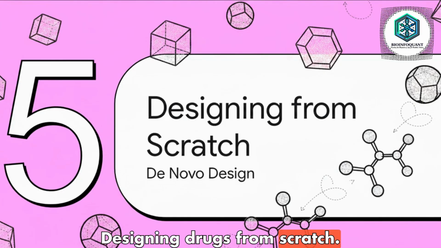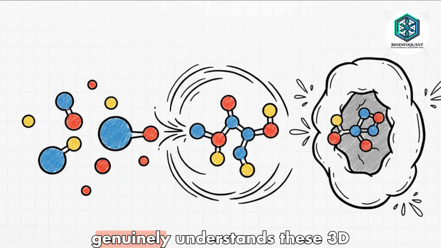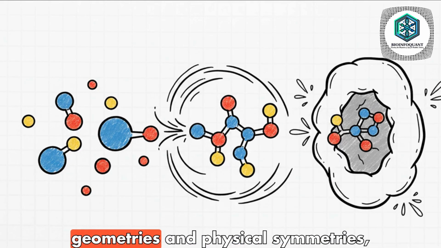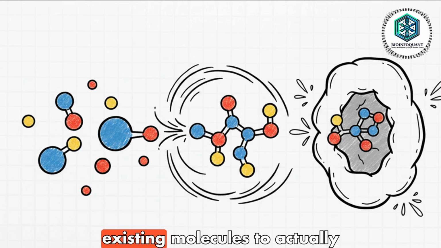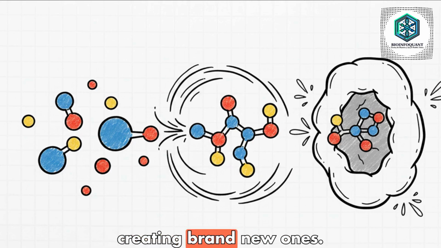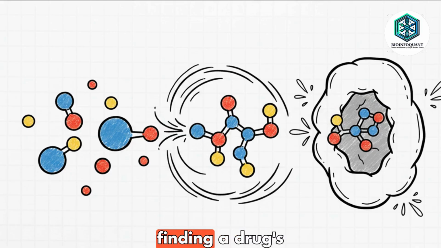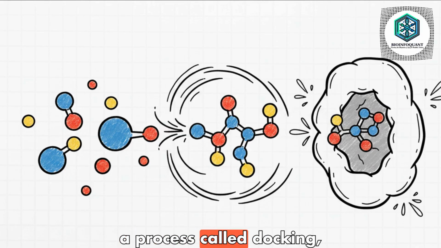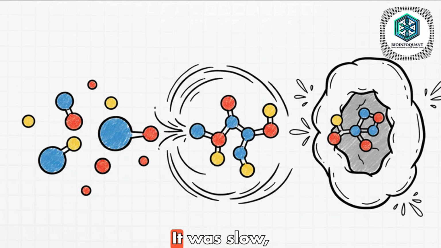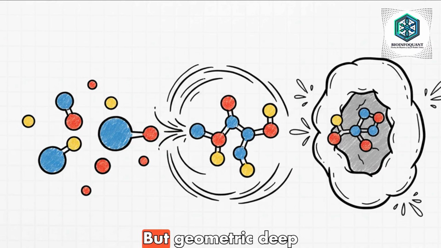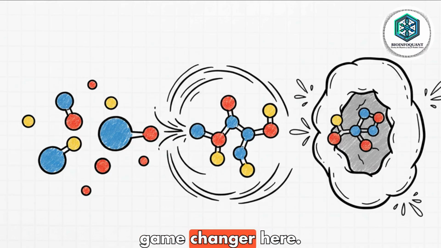Designing drugs from scratch. Okay, so once an AI genuinely understands these 3D geometries and physical symmetries, we can make a massive leap from just analyzing existing molecules to actually creating brand new ones. Historically, finding a drug's 3D pose, a process called docking, treated the protein like a totally rigid, inflexible block. It was slow and frankly pretty limited. But geometric deep learning is a real game changer here.